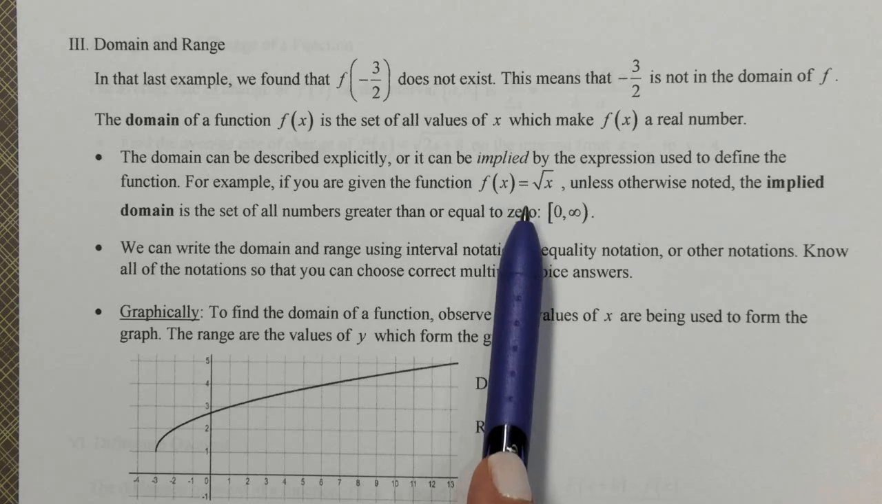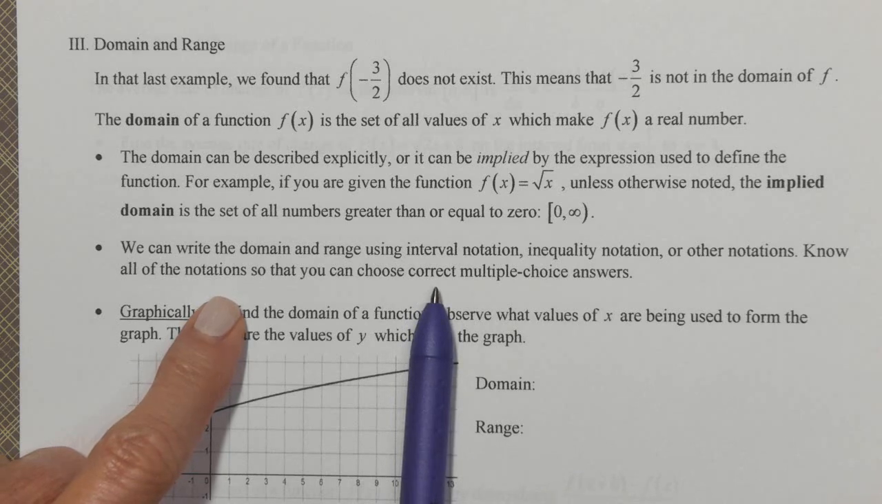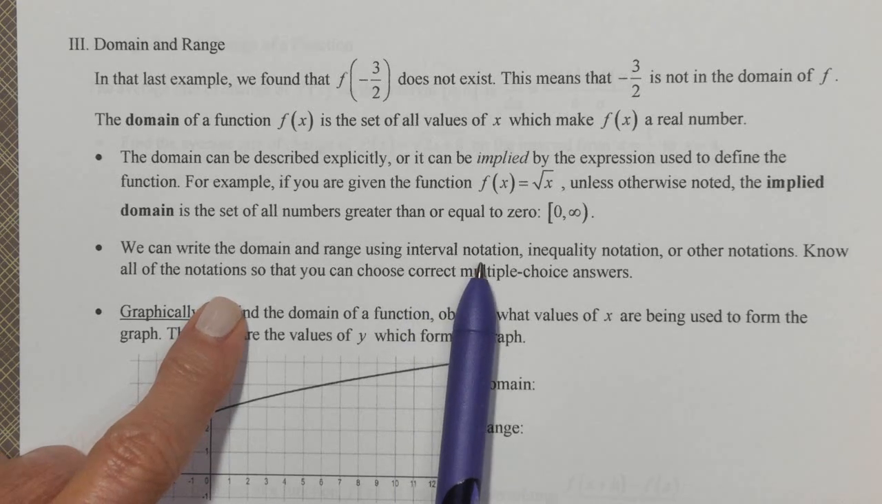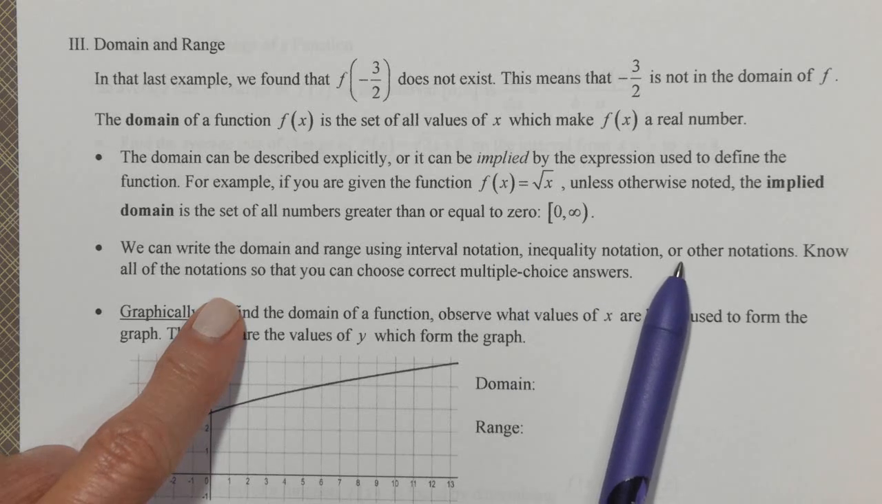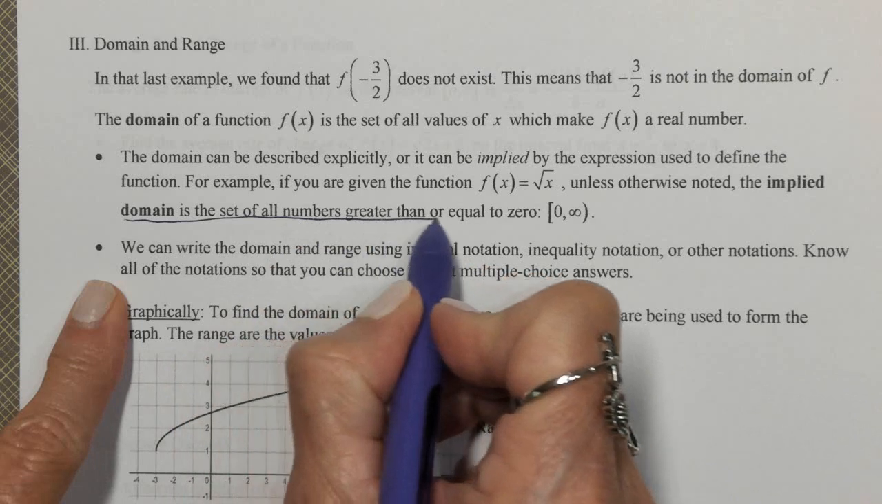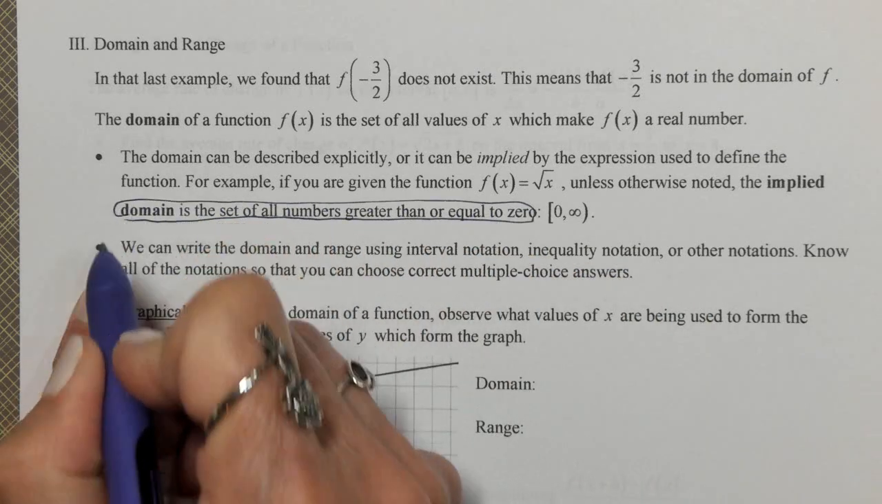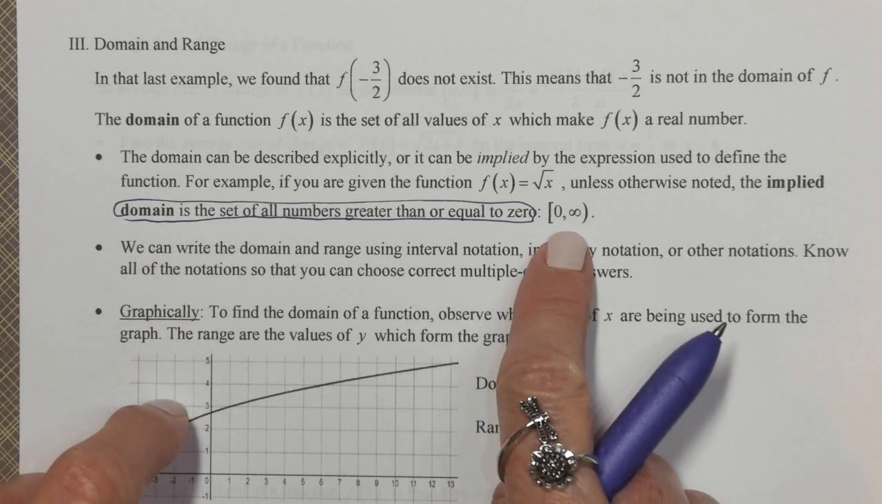All right, we can write the domain and the range using interval notation, inequality notation, or other kinds of notations, as in verbally. Like I said right here, verbally, the domain is the set of all real numbers greater than or equal to 0. That is a completely fine way to state the domain.